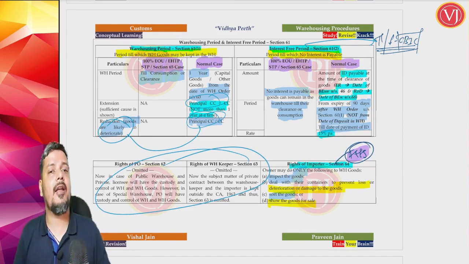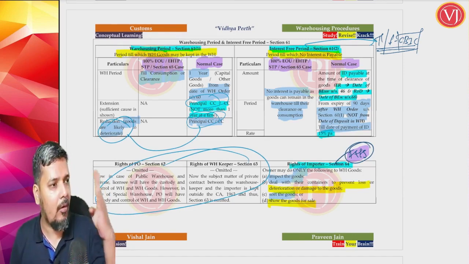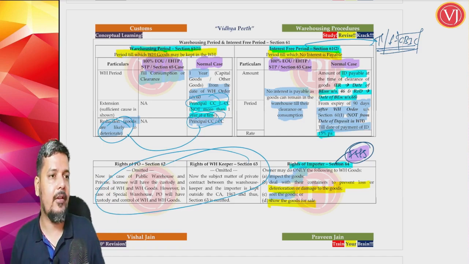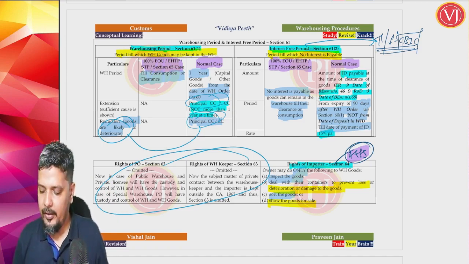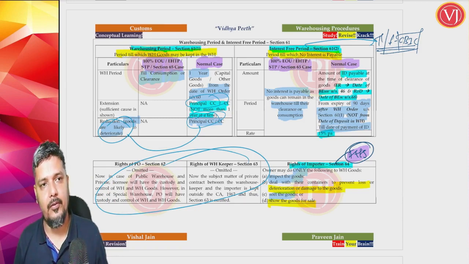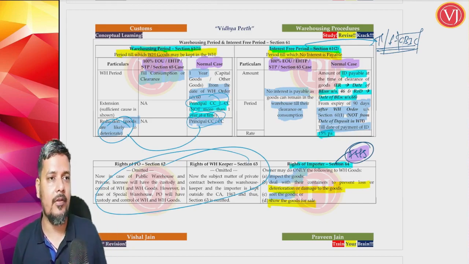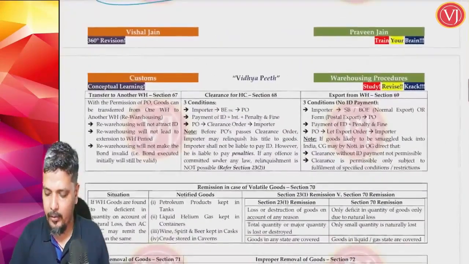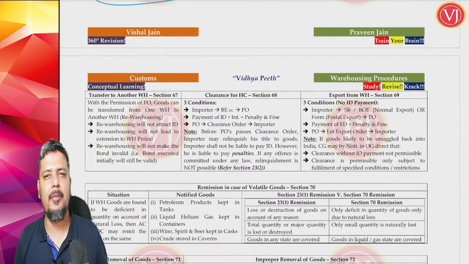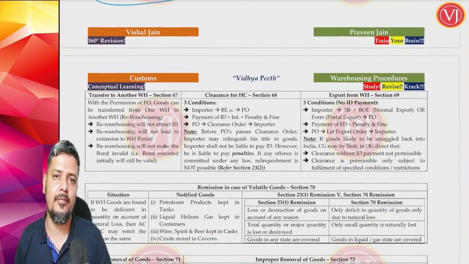But importer cannot do anything more. He can do only these 4 activities. That is given in section 64. There is no more right of officer. There is no more right of warehouse keeper. And when you're talking about clearance, what are the clearance mechanisms? Very basic mechanism. What are the 3 clearance mechanisms?